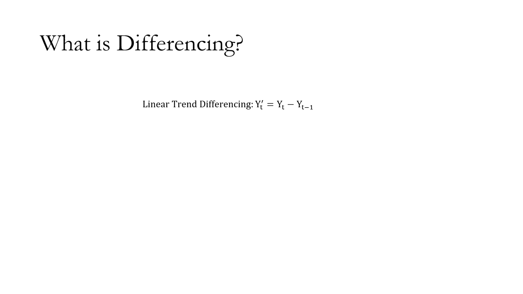So what is differencing? We see a linear trend differencing here, like y_t minus y_t-1. And here's an example: 100, 105, 110, 115. It's going up at a constant rate, a linear trend. And if we difference it, we get 5, 5, 5, right? And you see that there's a constant mean, constant variance, and constant correlation. It's all consistent.